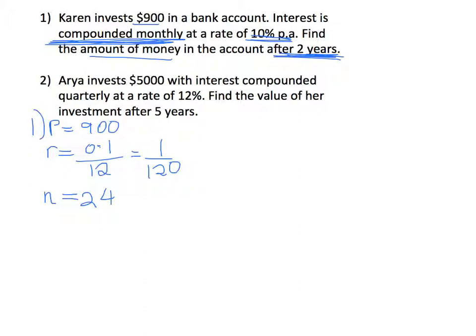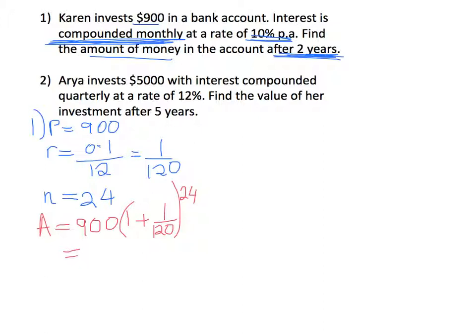Alright, so this is for question 1. The question is asking us to find the amount of money in the account at the end of the 2 years. That's what A represents in the compound interest formula. A is the amount at the end of the compounding period, including the principal and the interest. So it's going to be 900 times 1 plus R to the power of n. Just putting that in your calculator: 900 lots of 1 plus 1 on 120, all to the power of 24.